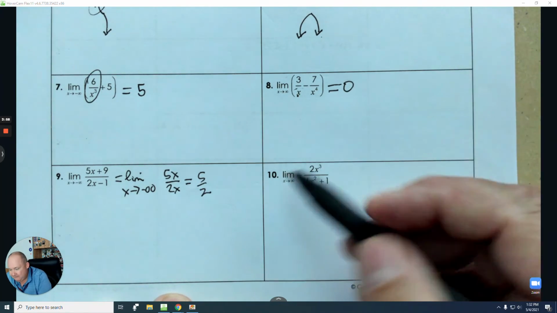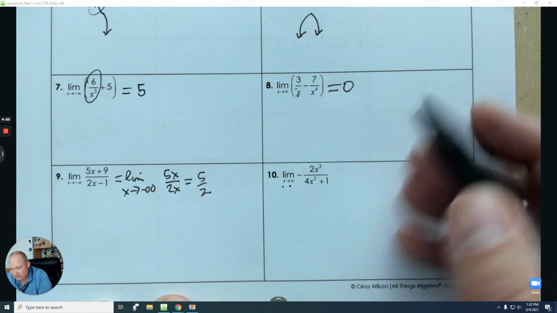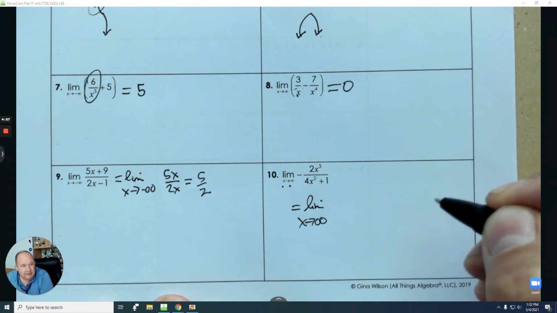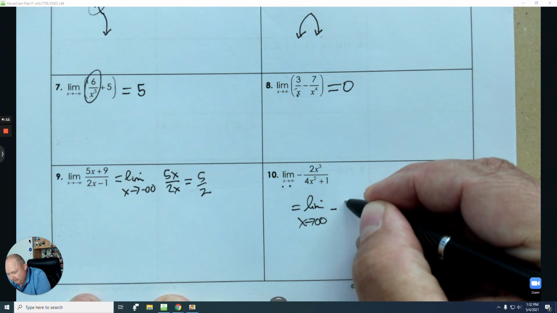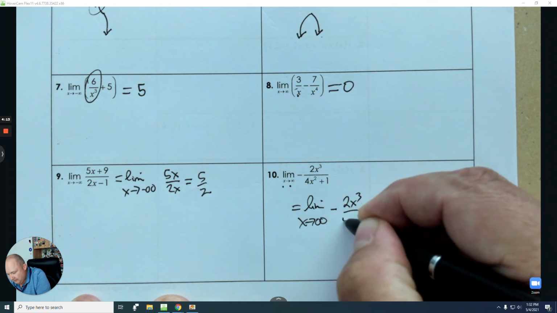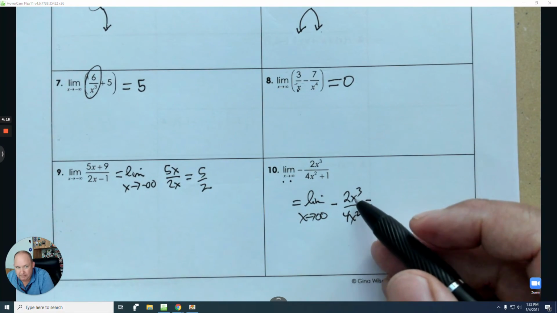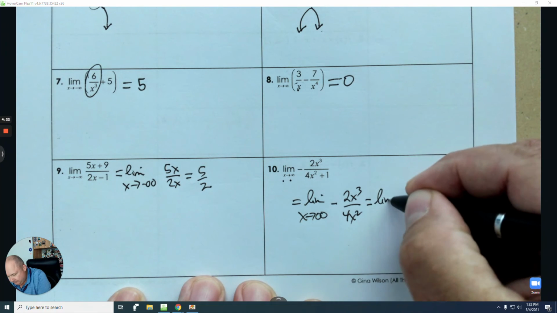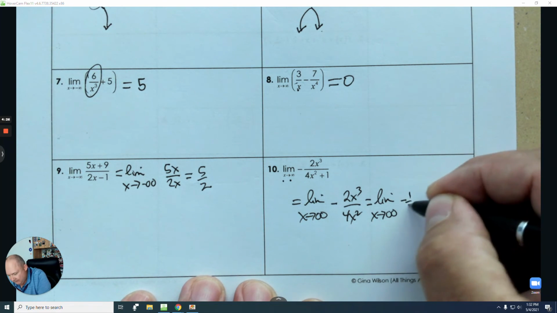In number 10, what's the limit as x approaches infinity? Again, I'm looking at the power. And so it's negative, and we have 2x cubed, and then we have 4x squared. So notice the numerator is more powerful. I'm going to reduce it down. So that's negative a half x.